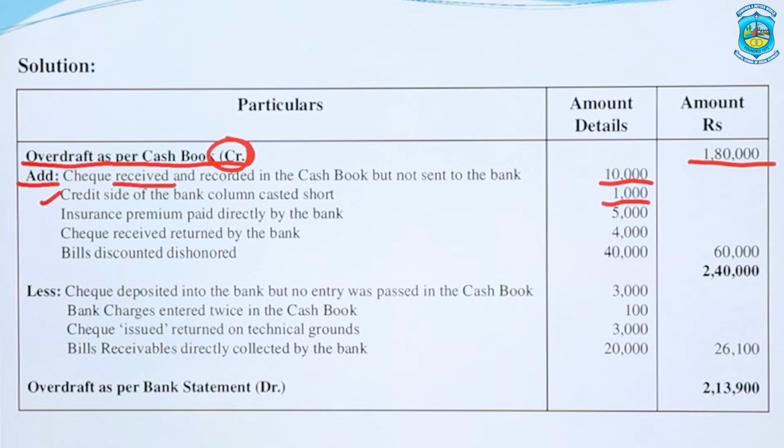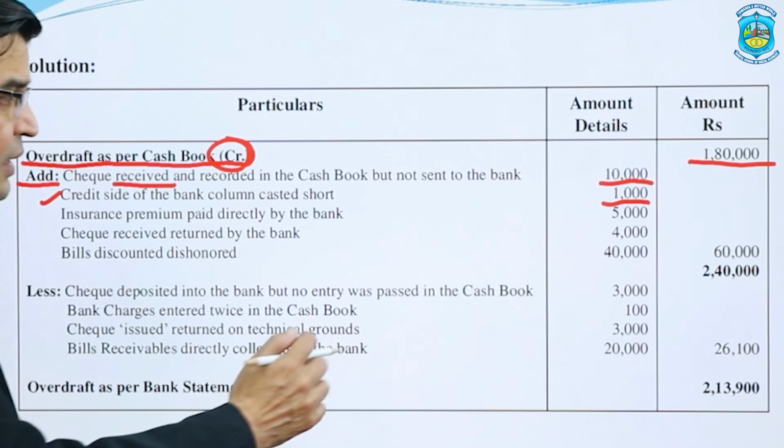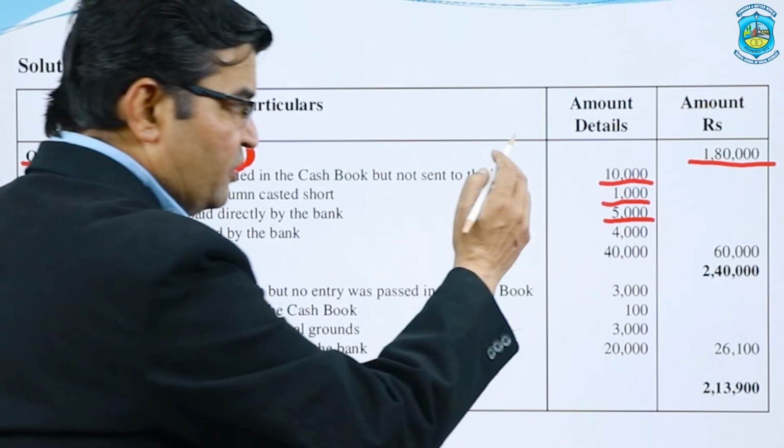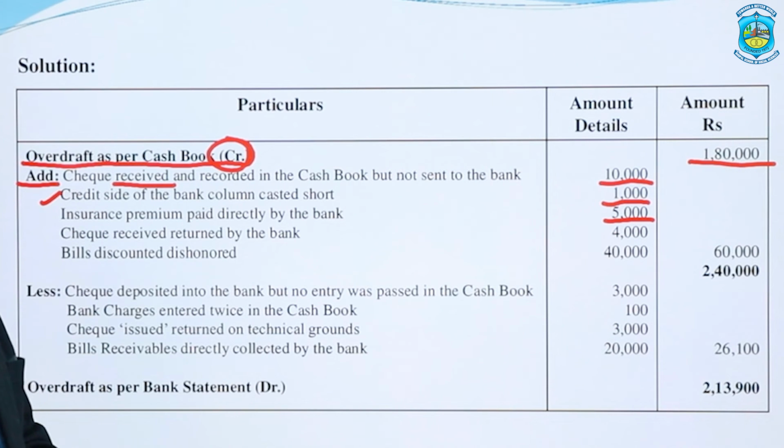Insurance premium paid directly by the bank. Insurance premium is one of our expenses which is being paid by our bank on our behalf on our standing instructions. So the bank has paid this 5,000 rupees directly from our account, but we don't know whether the bank has paid or not because we have not recorded the entry of this 5,000 in our cash book. Therefore, what is the result of this transaction? Our cash book has wrongly been increased by rupees 5,000.